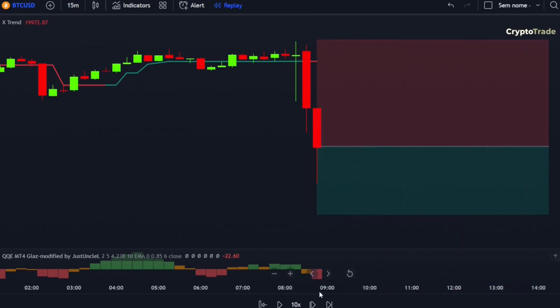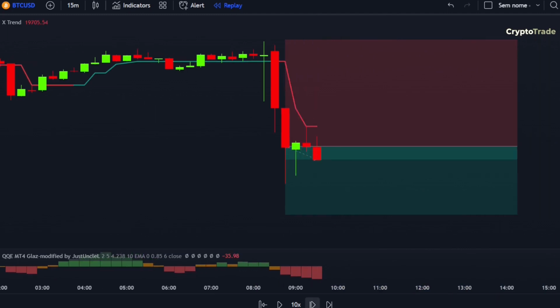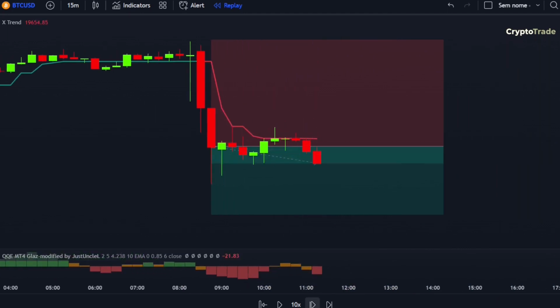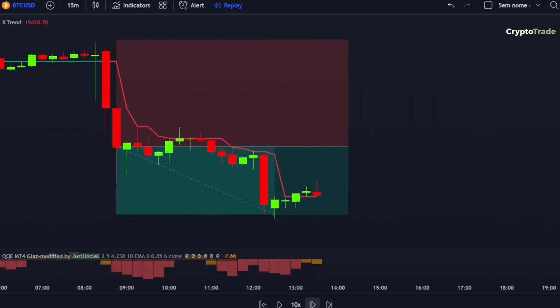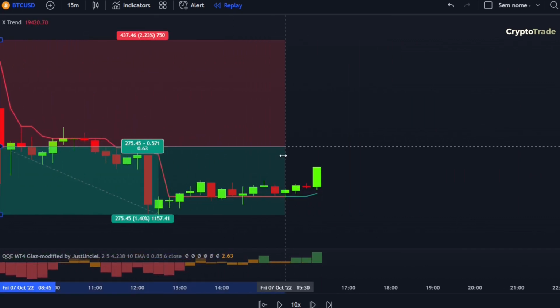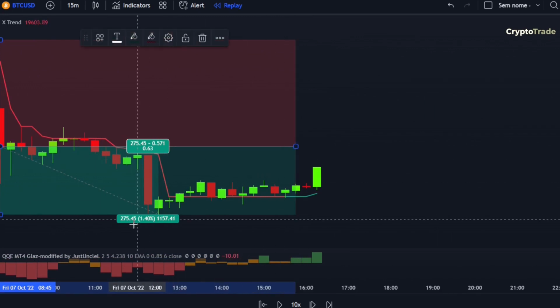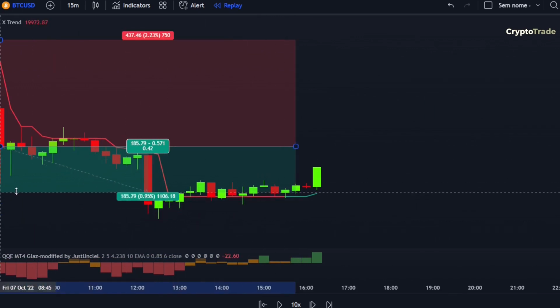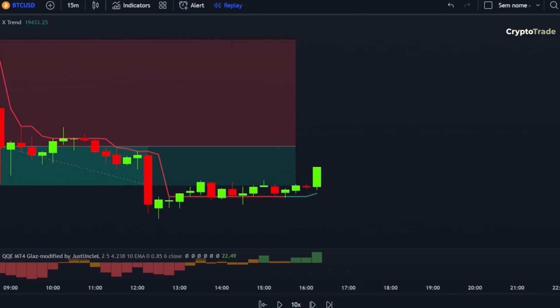Wait until the XTREME TREND line turns from red to green or the QQE threshold bars turn to green. Close the trade at the first green signal that appears on any of the indicators. I hope you have understood the selling strategy.